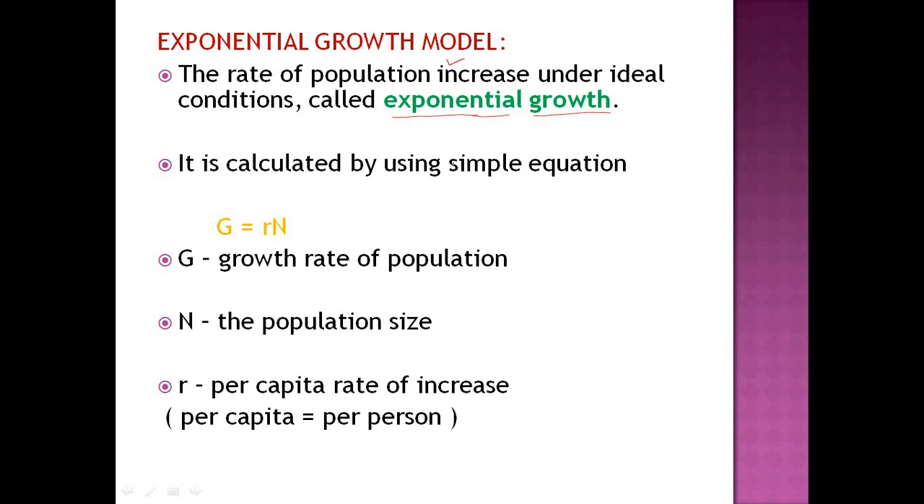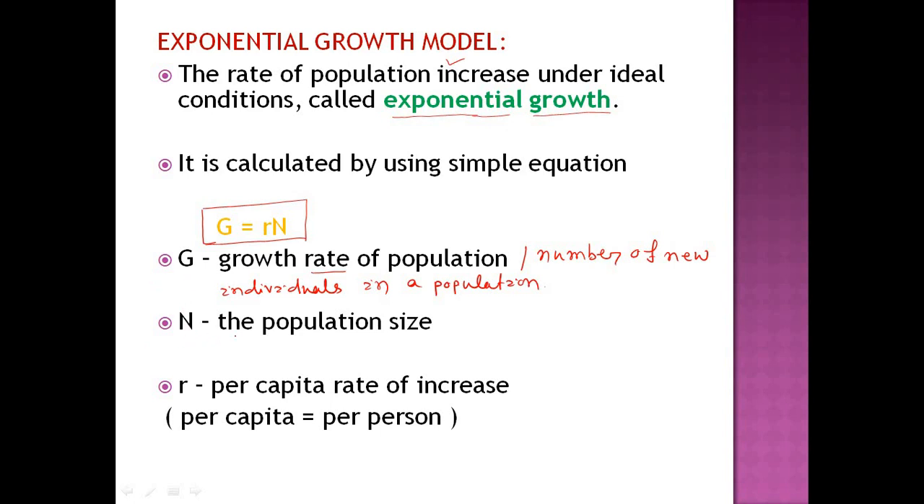And how can we calculate it? We can calculate it by using the equation G equals small r times N. G is the growth rate of population, that is, the number of new individuals in a population. It is designated by G.